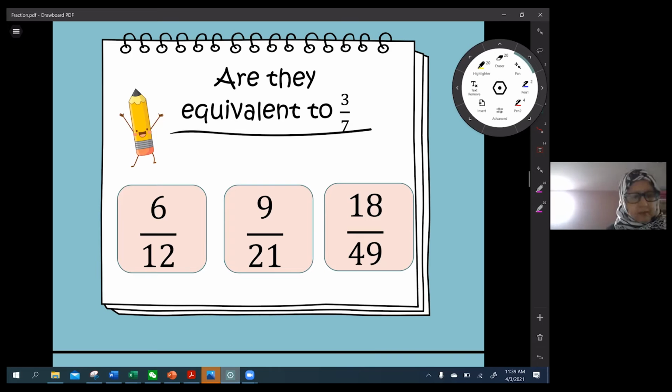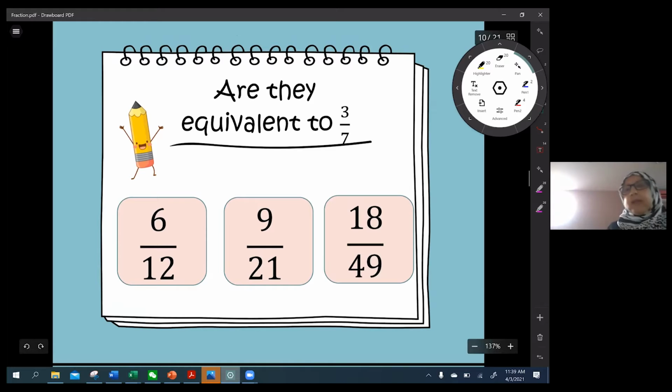7 times 1 equals? 7. 7 times 2? 14. 7 times 3? It's 21. Okay, so now here you go, right? If you do the multiples of 7, it doesn't make sense. It cannot be 12. So this is not an equivalent fraction.